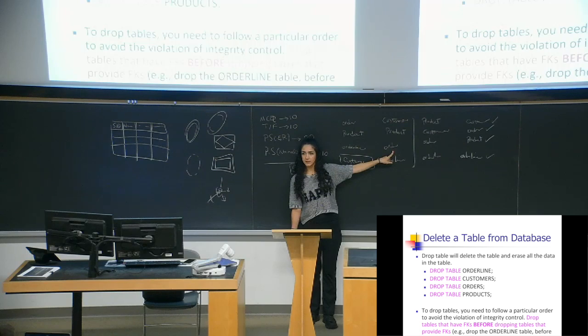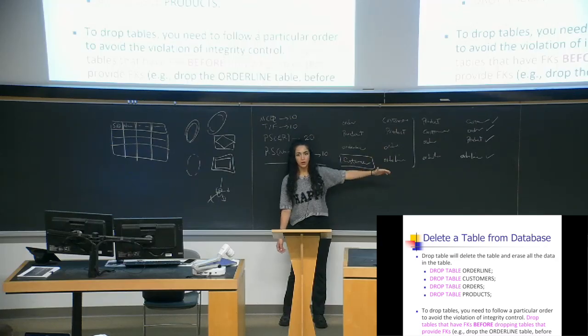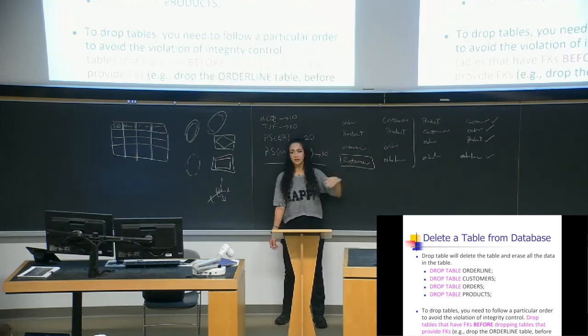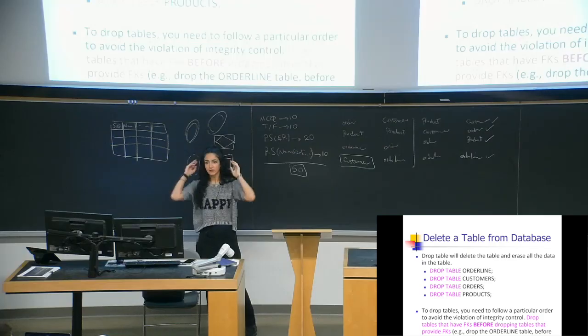So I decided, okay, let's drop order. Now, again, you have to ask yourself, is there any other table in your database referencing the order table? Yes. Which table? Order line, right? So I have to remove order line first. Again, ask yourself, is there any other table in your database that is referencing the order line table? Yes? Yeah, sure.